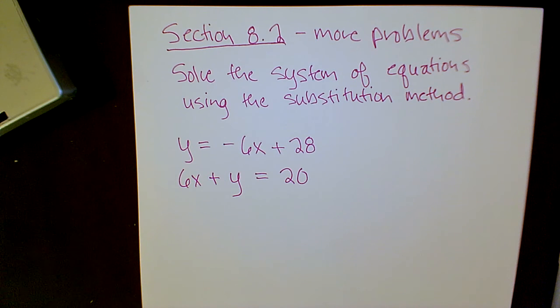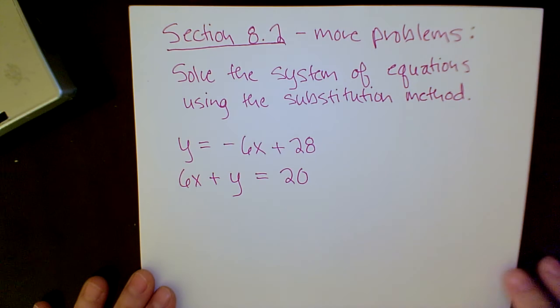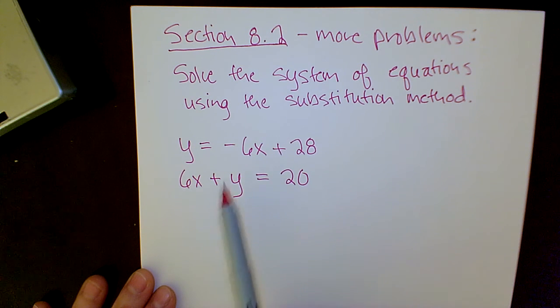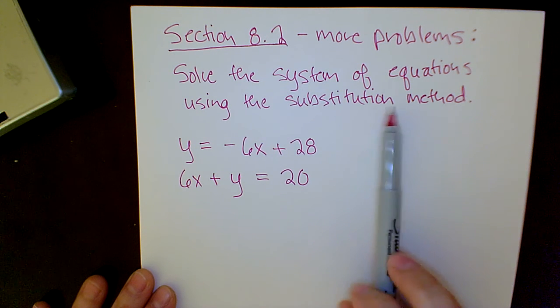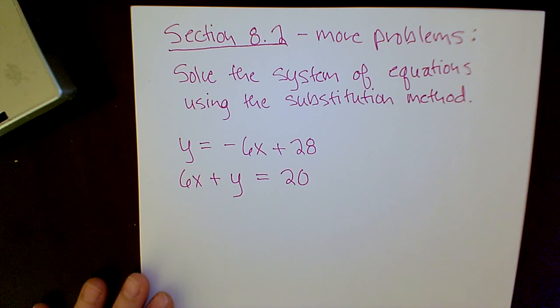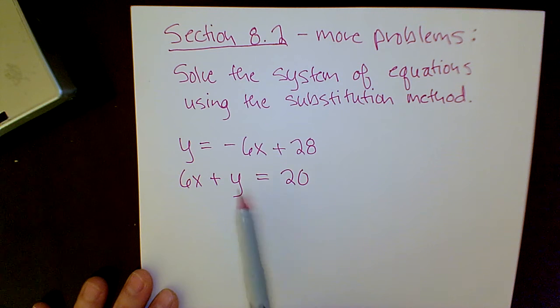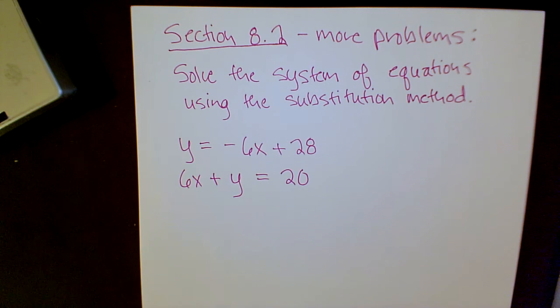Okay, Math 95. I'm going to finish up with two more examples from the homework for section 8.2 in Hawks. So here's another problem that I had on Hawks. Solve the systems of equations using the substitution method. So again, I want to look for where there's a variable, an x, and we're only dealing with x and y.